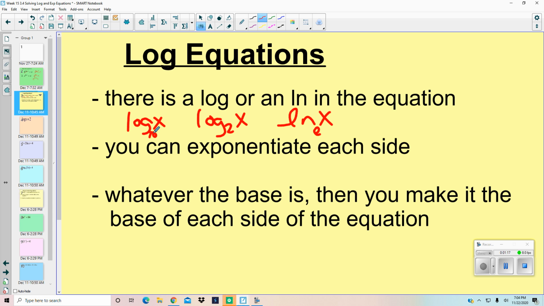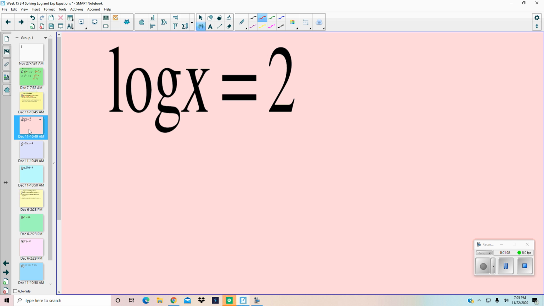You can exponentiate each side. So raise each side, or make each side the base of whatever the base is in the logarithm. So then you make it the base of each side of the equation. I'm not sure if I explained that right, but here I have log base 10 of 2.